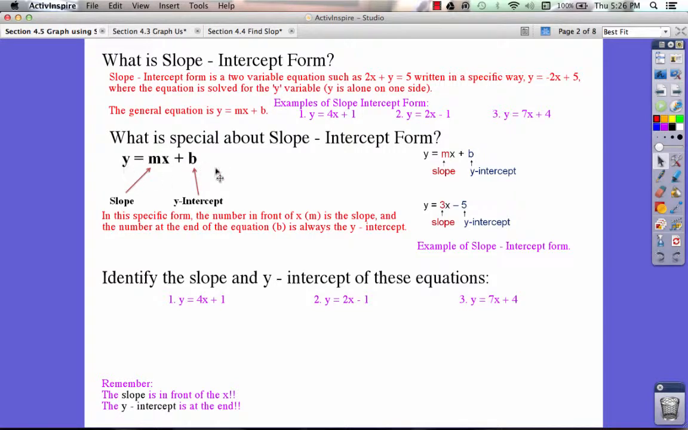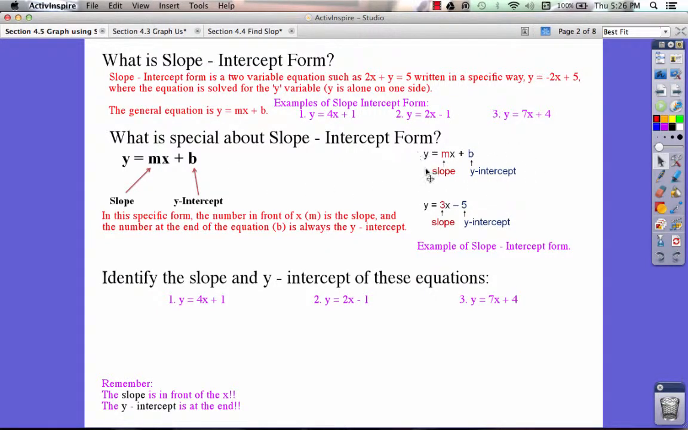Also, when it's written in this form where y is by itself, b is the y-intercept. B is always the y-intercept. We talked about graphing using intercepts. If you know what the y-intercept is, you know what one of your points is. If you know one of your points, you only need to find one other one. You only need 2 points to graph a line. So you know what the y-intercept is when you solve an equation for y and put it in this form, in this order. That's what's special.